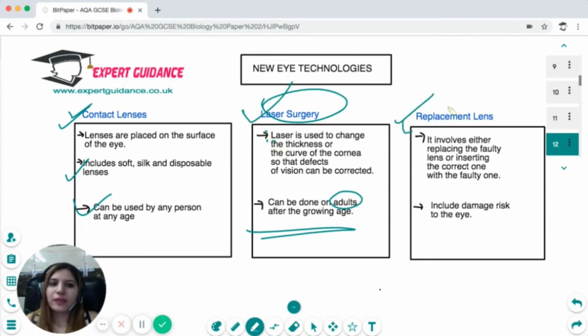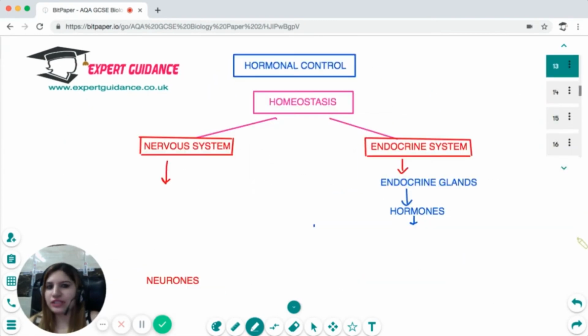Then there are replacement lenses where you either replace the faulty lens or insert the correct one in place of the faulty one. Now, because it's a surgery, there are some damage risks to the eye that are involved. Okay, so I hope all these defects of vision and their treatments are crystal clear to you.